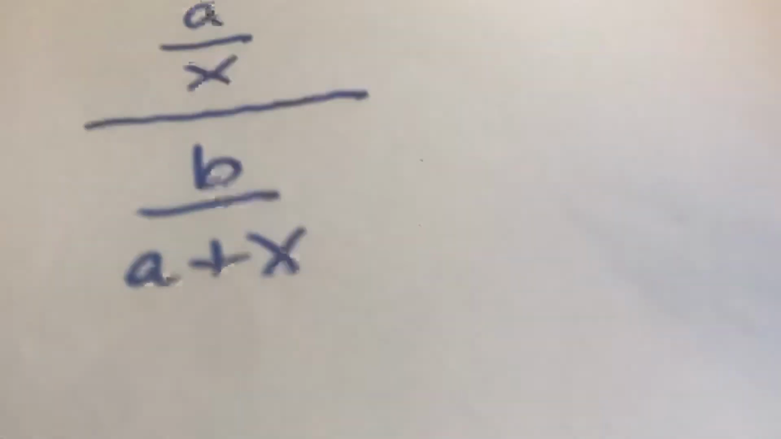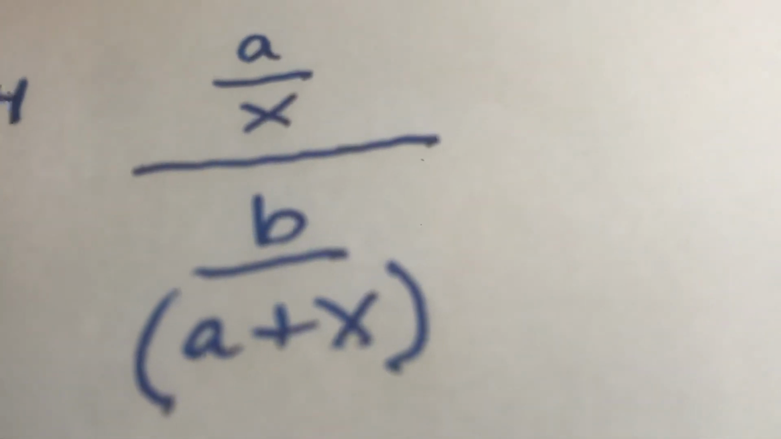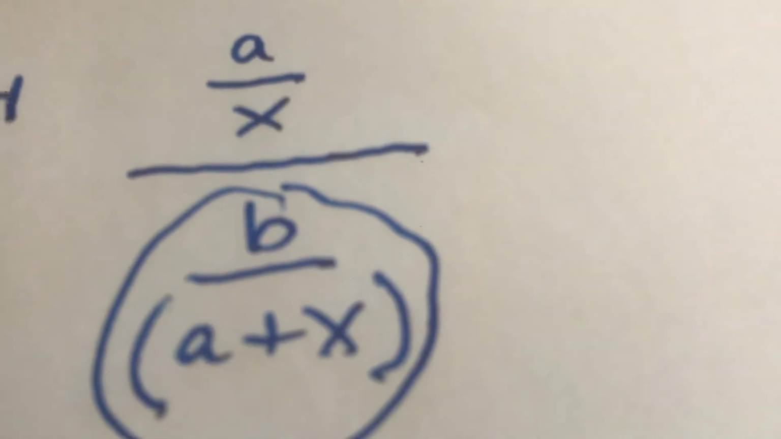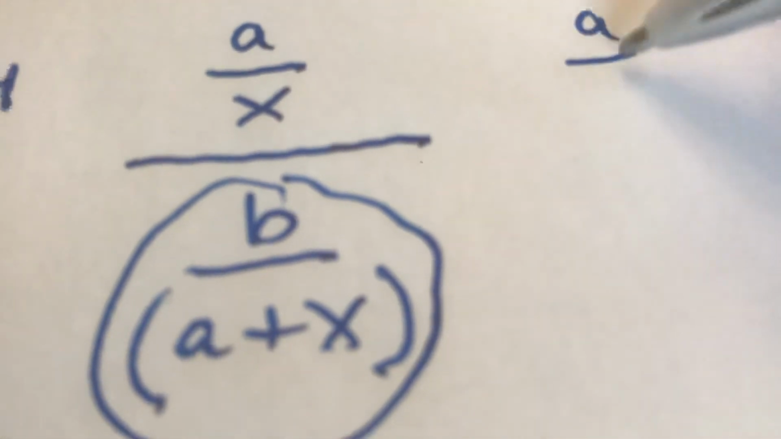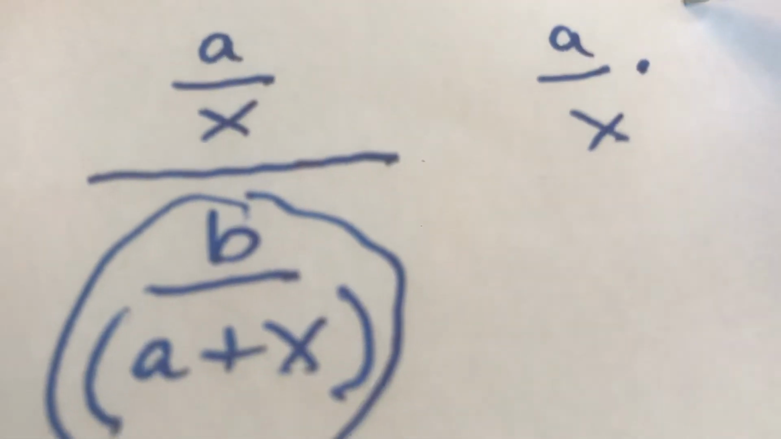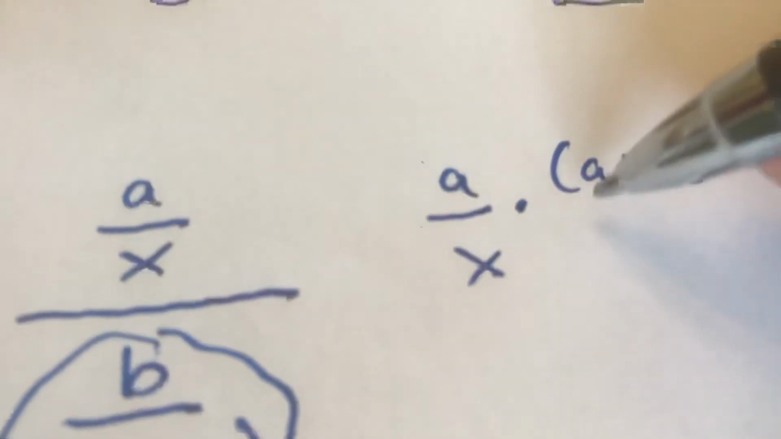Okay, the last example is a over x, all over a plus x over b. When there's more than one term in a numerator or denominator, I like to put it in parentheses, whether it's addition or subtraction. Once again, here's my bottom, my denominator. So I rewrite the top, a over x, and I take the bottom and I invert it. So it's b over a plus x.